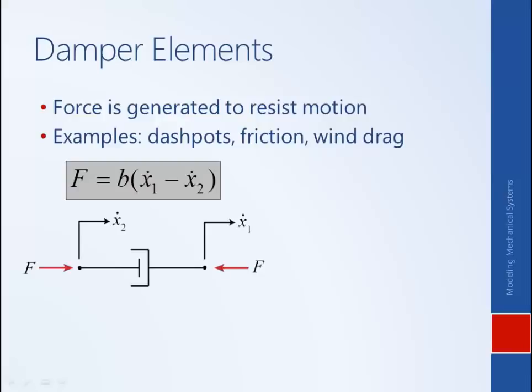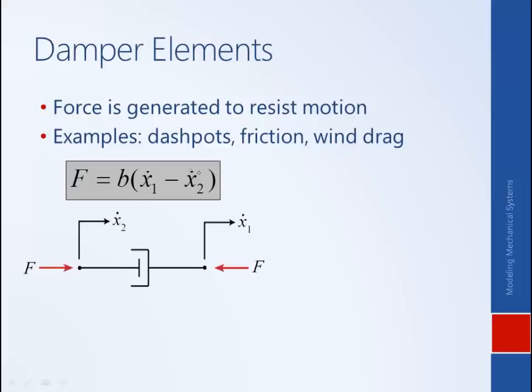Here's an example of a dashpot. This symbol you can envision as being a container filled with some viscous fluid, and a plunger separate of that container that's trying to be pulled through the fluid. As you attempt to pull the plunger through the fluid, there's some resistance that's developed, and that resistance is proportional to the relative velocities of the two ends. And that's what's shown in this equation here.